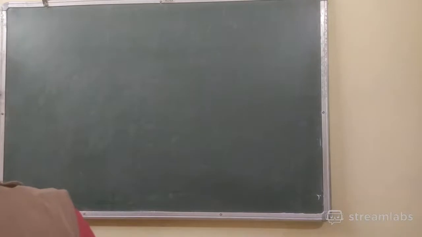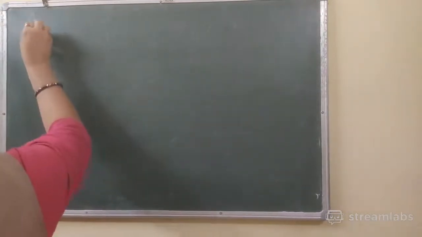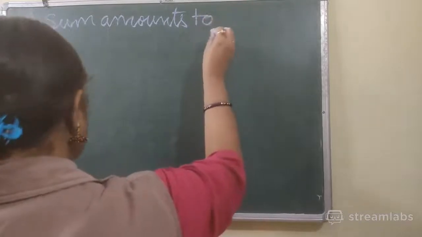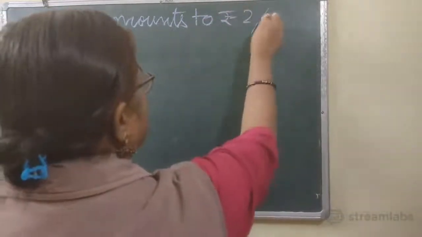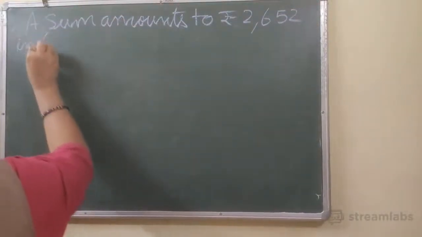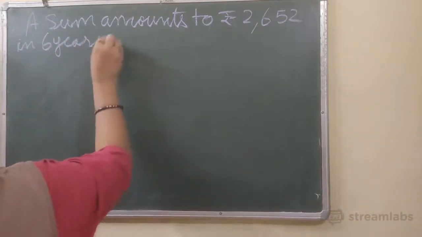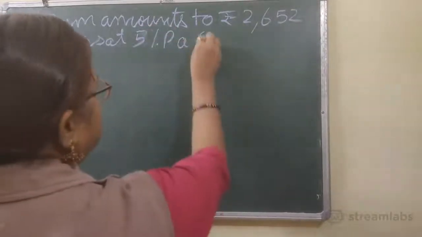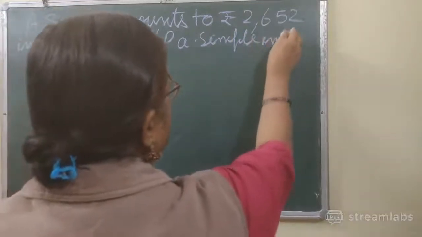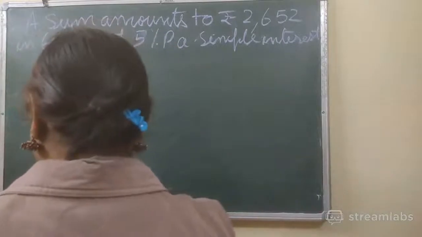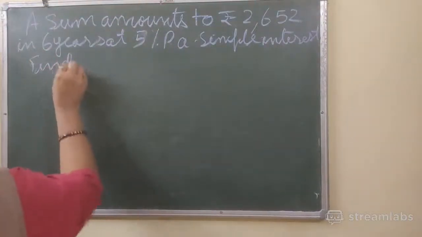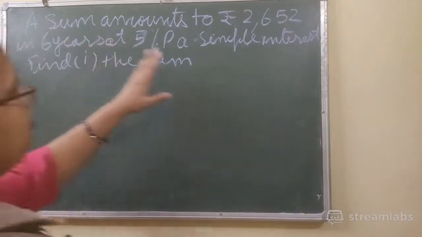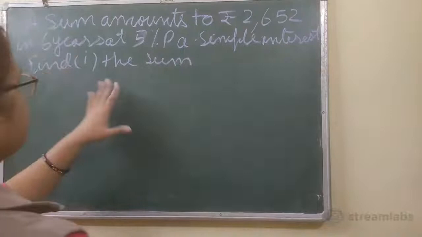So the next question is: a sum amounts to rupees 2652 in 6 years at 5% per annum simple interest. Find the sum first. So a sum amounts to this amount in 6 years at 5% simple interest. Find the sum. Very good.